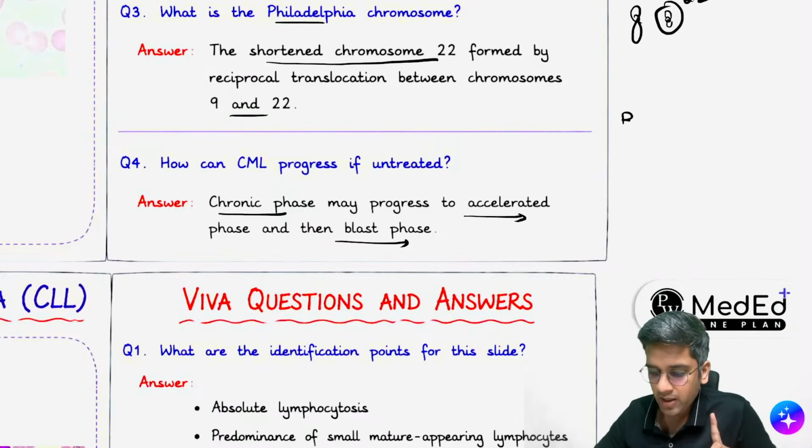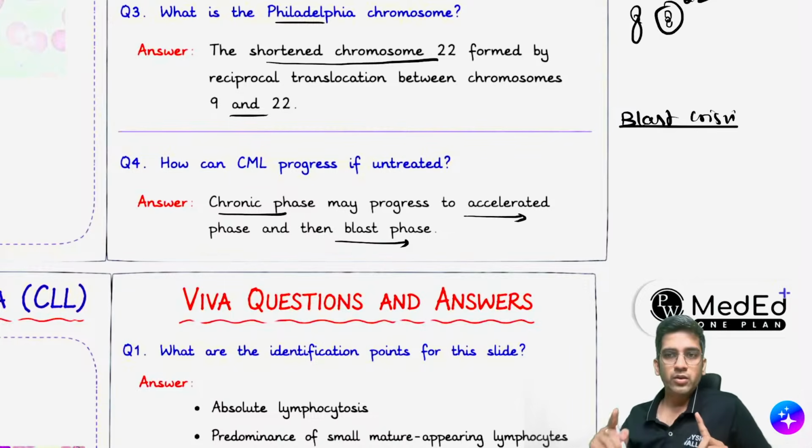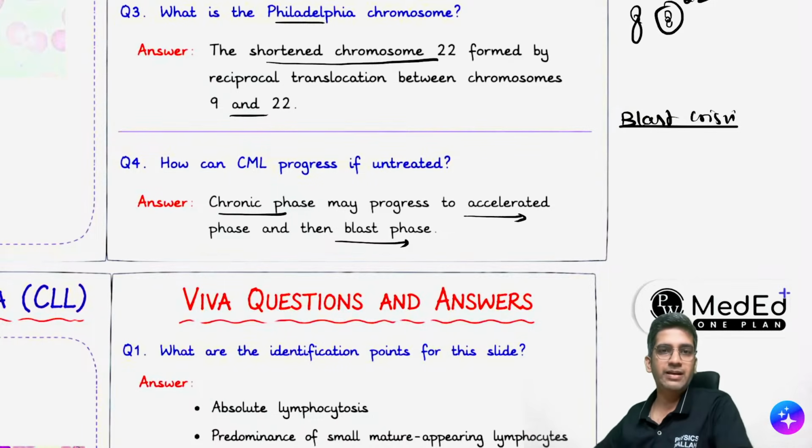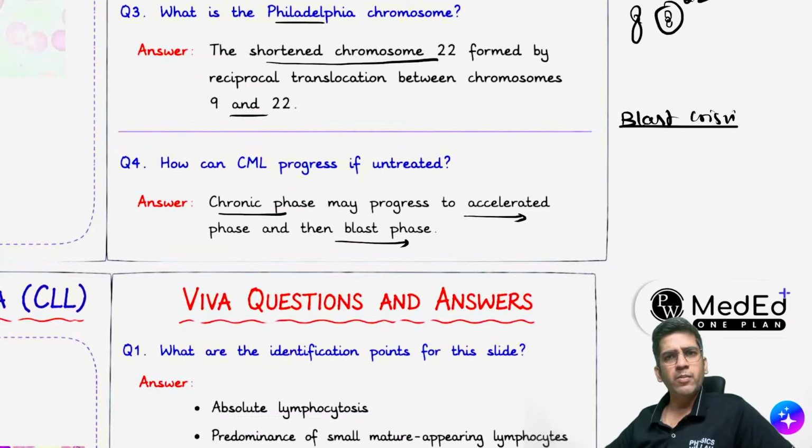Can anyone tell me how you identify blast crisis? Give me one feature. The CML is in blast crisis, what's the cell you look for? Remember the easy way: blast crisis means it is not chronic leukemia anymore. It has become an acute leukemia. That's what blast crisis is, right?